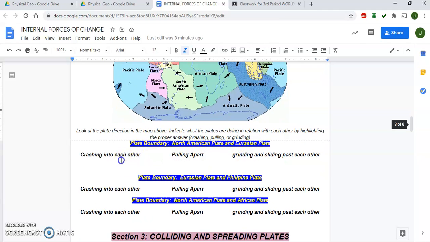interact with each other, and you're just going to highlight. Are they crashing into each other? You come up here and push this highlighter, okay? Are they pulling apart? If you think they're pulling apart by that map, you're going to come and highlight it like that.